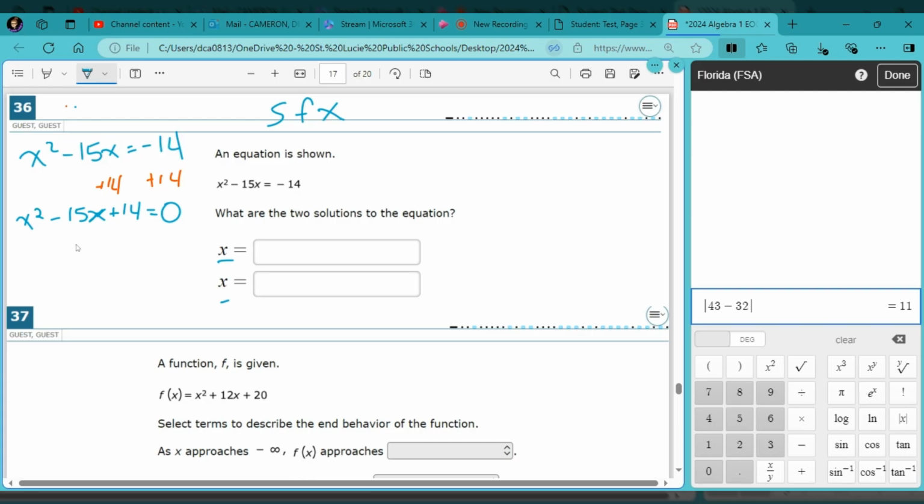In class, we factored it out a different way. We said, what can we put in for x? That's numbers that multiply to 14 and add up to negative 15. And we said x is negative 1 and negative 14. When you multiply them, you get positive 14. And when you add them up, you would get that negative 15.